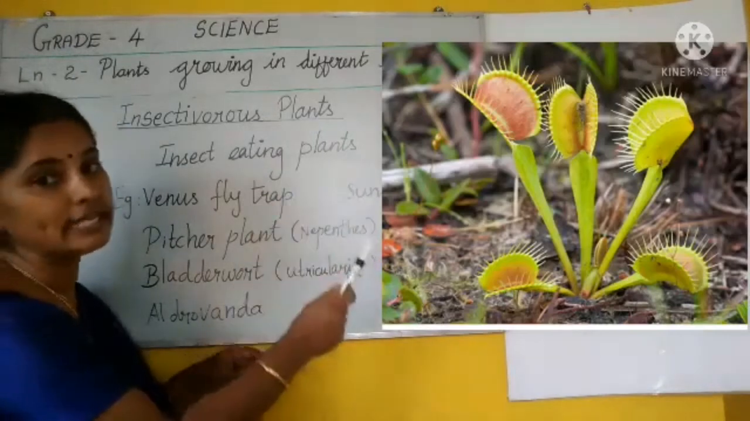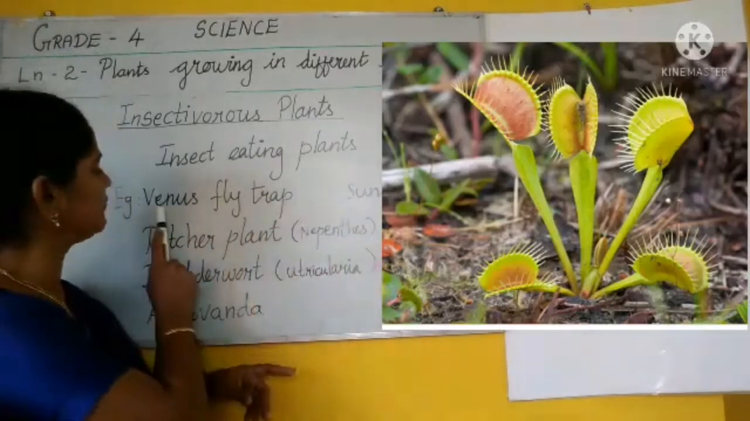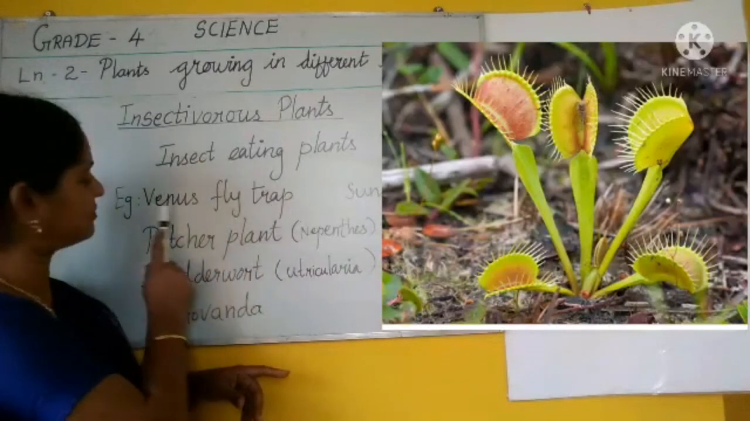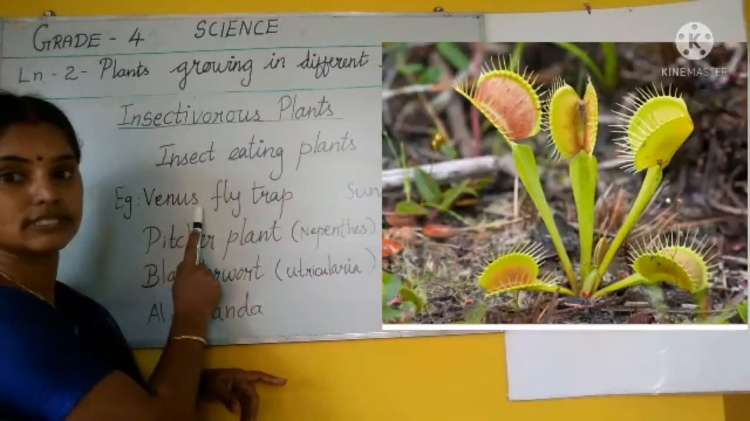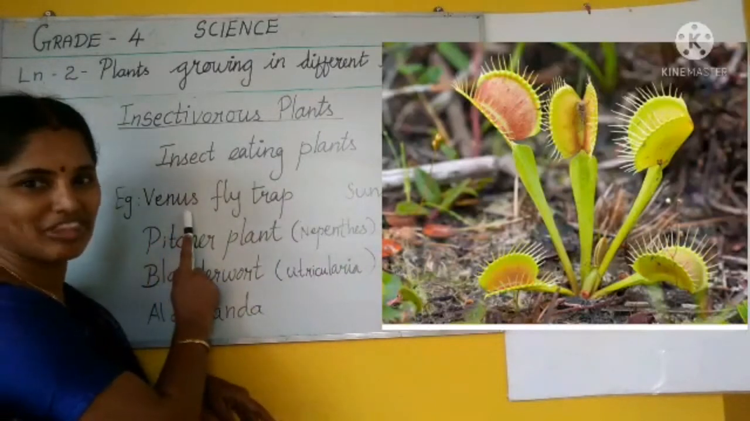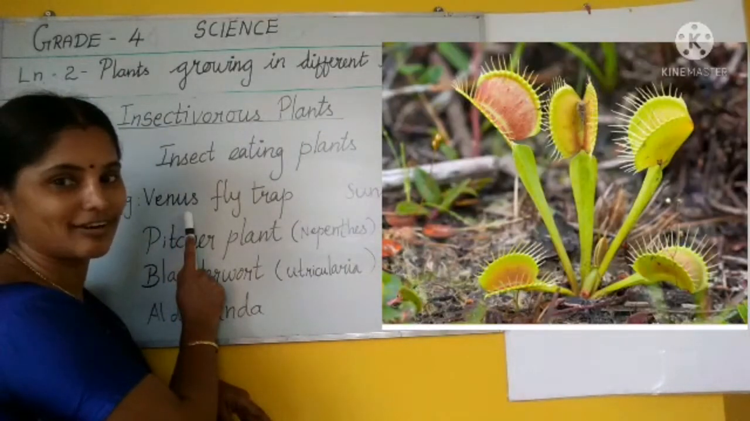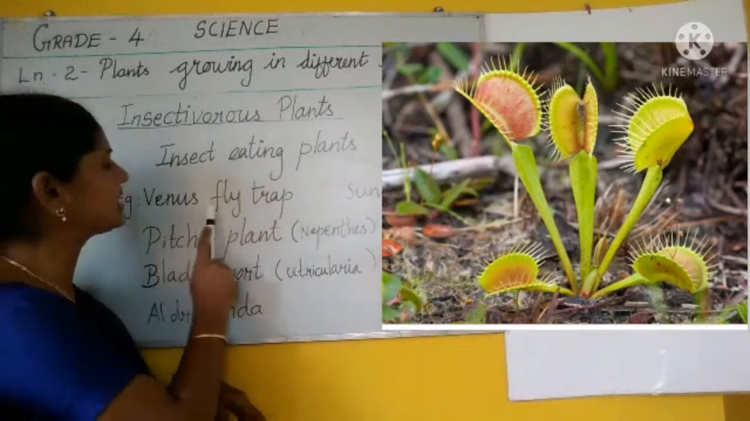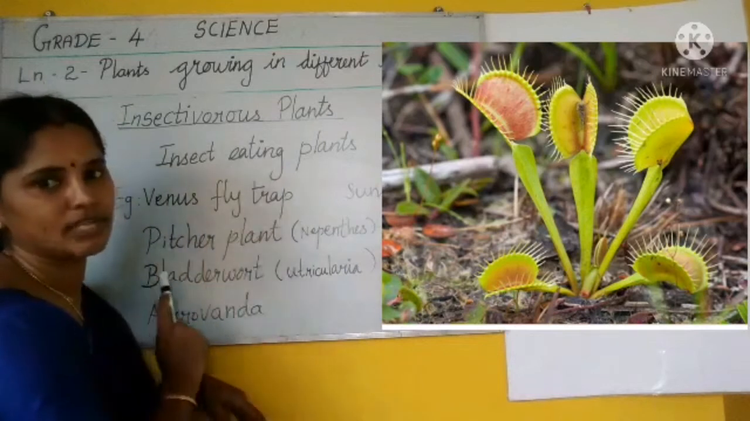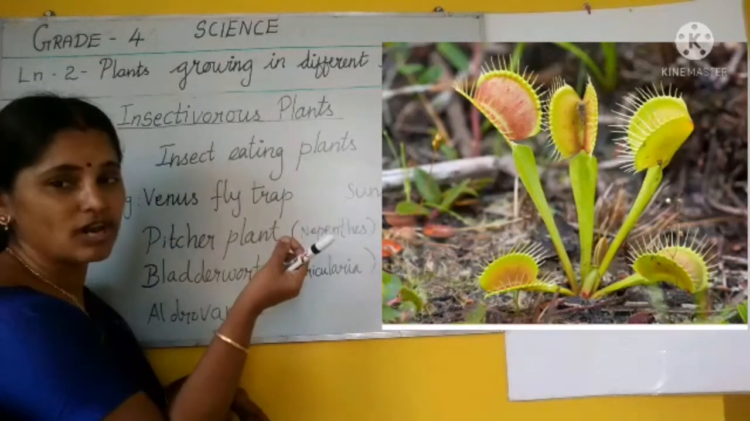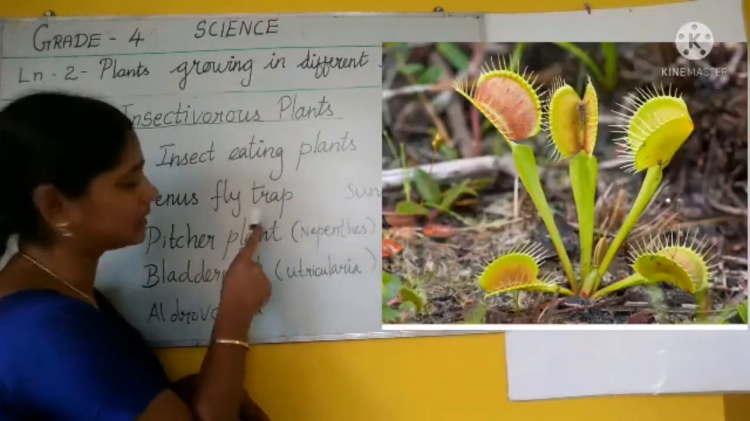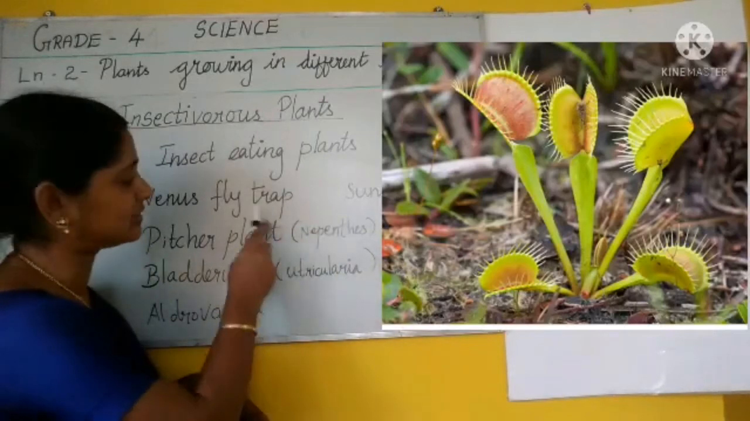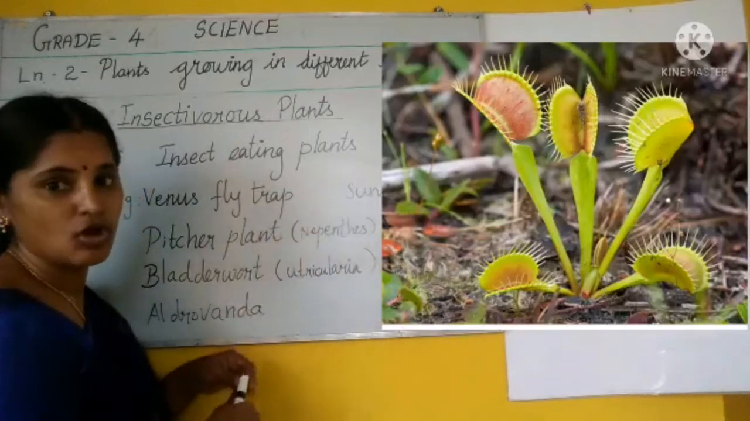Then this plant, what is this? Venus flytrap. See, Venus flytrap, V-E-N-U-S, Venus. Like Mercury, Venus and all, it's also the name of this plant. Venus flytrap. See, small insects we call flies, like that. A trap means something that catches, T-R-A-P, trap.